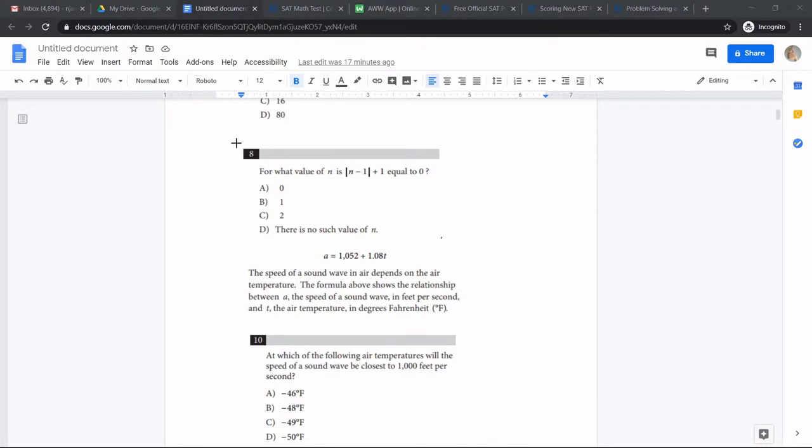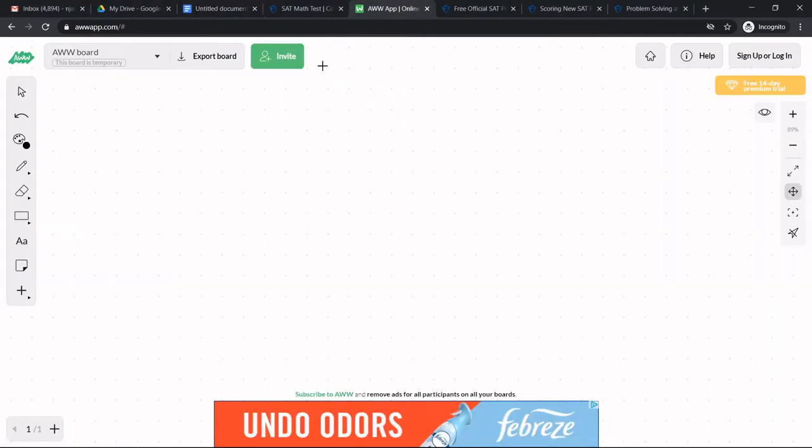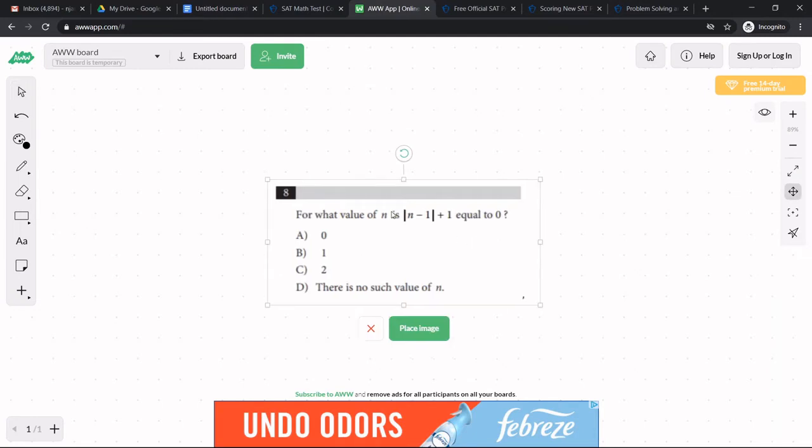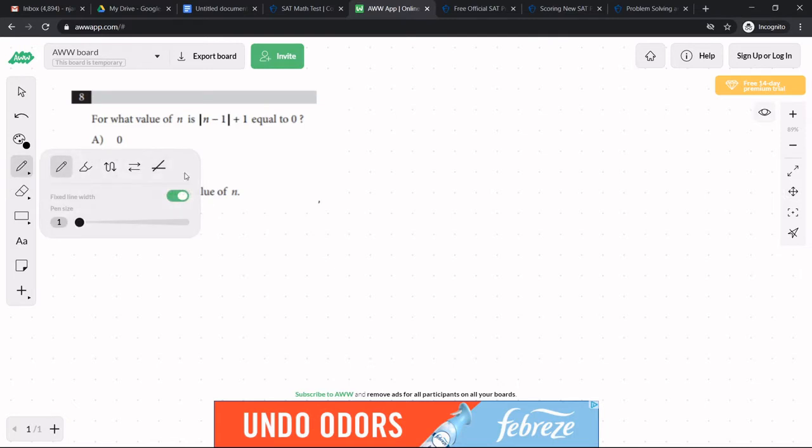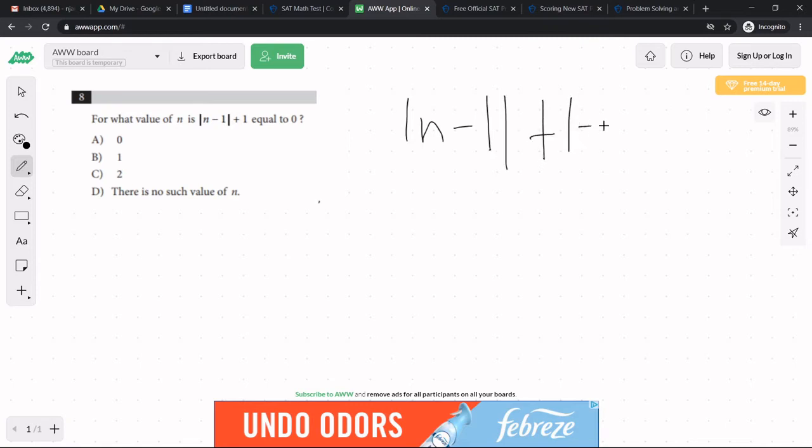And here we have a bit of a more interesting one. An absolute value problem. Alright, let's place that down. For what value of n is the absolute value of n minus 1, plus 1, equal to 0?